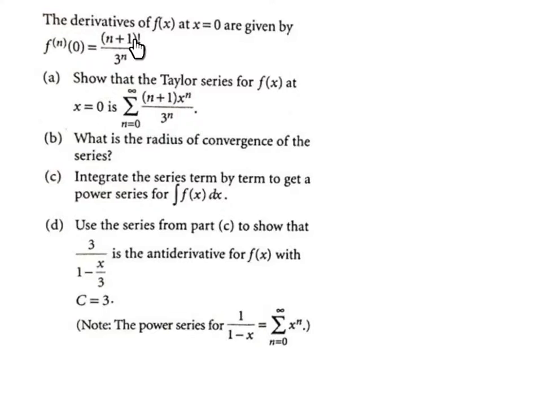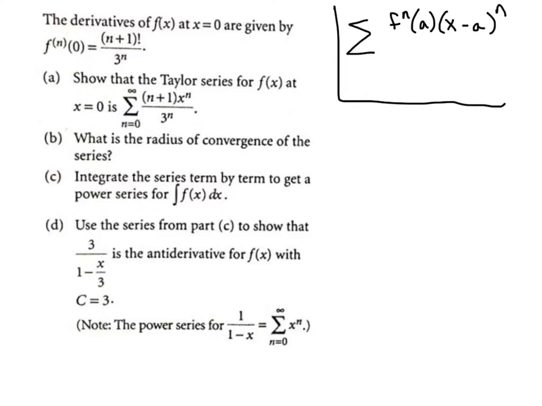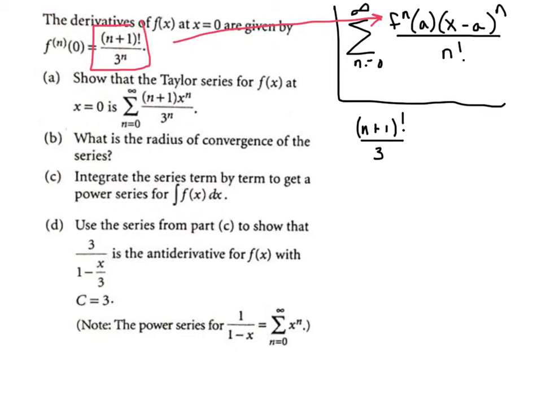So, remembering a Taylor series, let me just write this down as I do on almost every Taylor problem. We do the value of the derivative at the point we want, times x minus the point to the nth power over n factorial, from 0 to infinity. Okay, so if this is the value of the derivative, I'm going to substitute that in right here. So we're going to have n plus 1 factorial divided by 3 to the n.